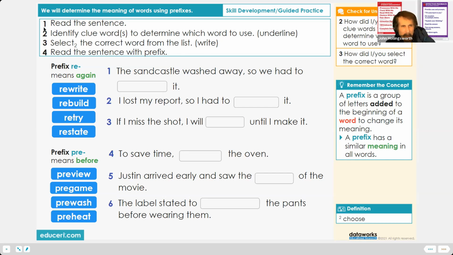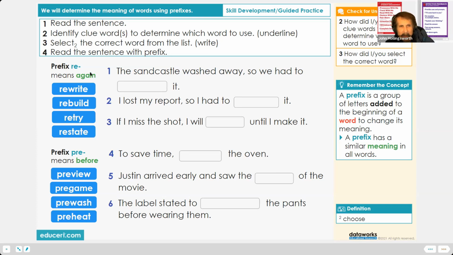All right, so let's look, we've got some steps here. Let's read step one. Ready, go? Read the sentence. So we've got the sentence right here, and we'll just say blank for this. Let's read it. The sandcastle washed away, so we had to blank it. And let's read our choices. Ready, go? Rewrite, rebuild, retry, restate.